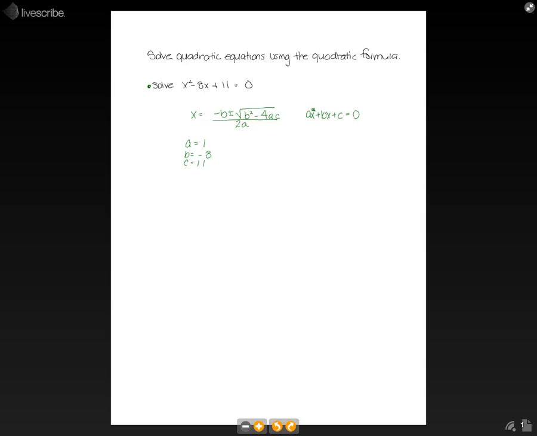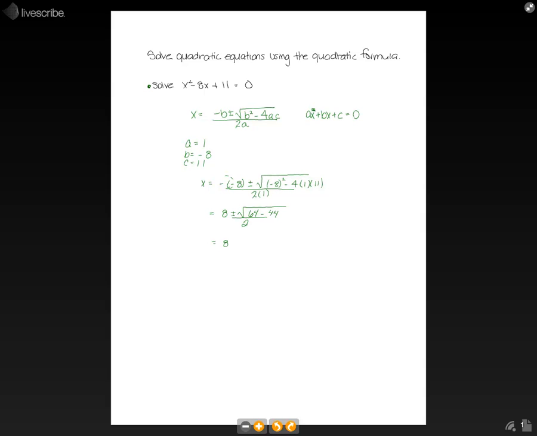Plugging that into the quadratic formula, we get x equals negative 8 plus or minus the square root of negative 8 squared minus 4 times 1 times 11, all over 2 times 1. From there we can simplify. Negative times a negative right here is a positive, plus or minus the square root of negative 8 squared is positive 64, minus 4 times 1 times 11, which is 44, all over 2 times 1, which is 2.